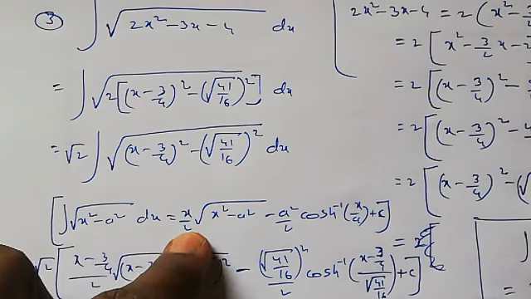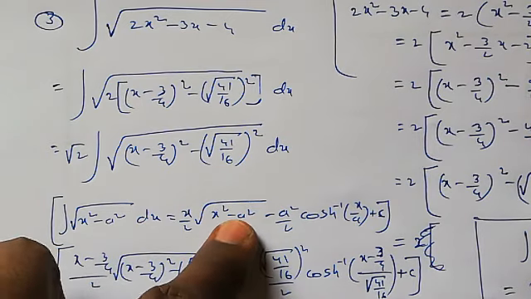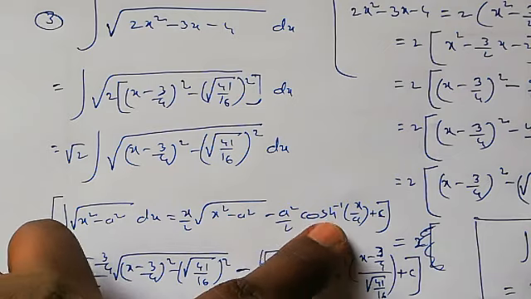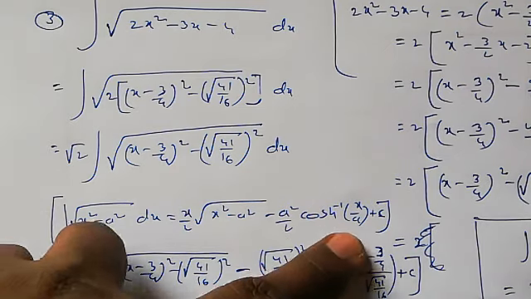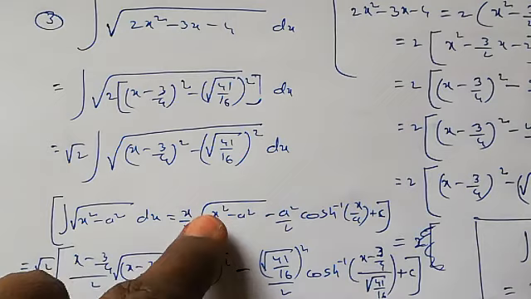So what is the result? x by 2 into root x square minus a square, minus a square by 2 into cos h inverse of x by a, plus c. Now write the result in the formula.